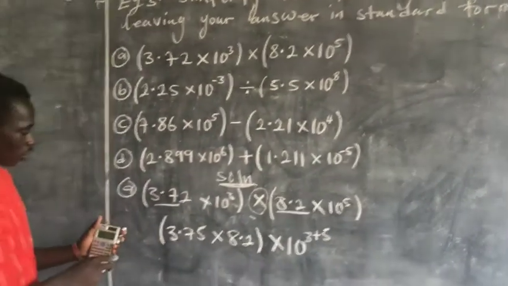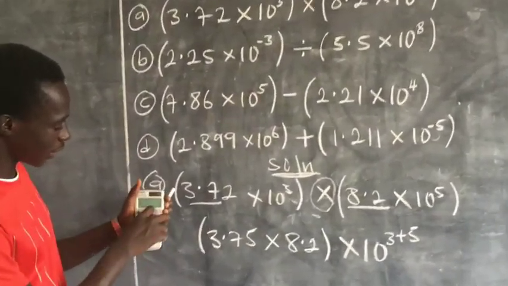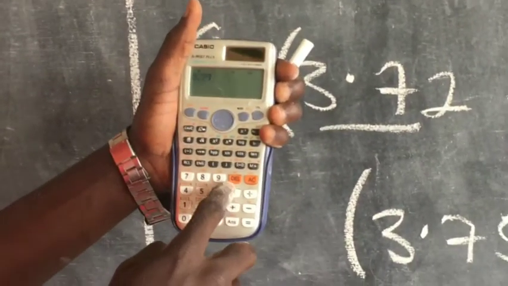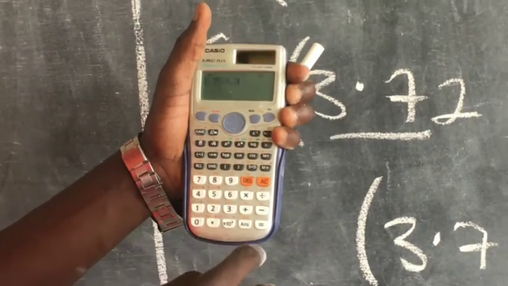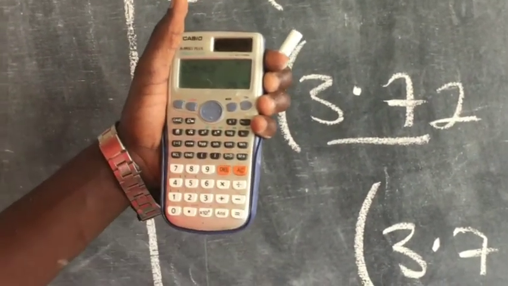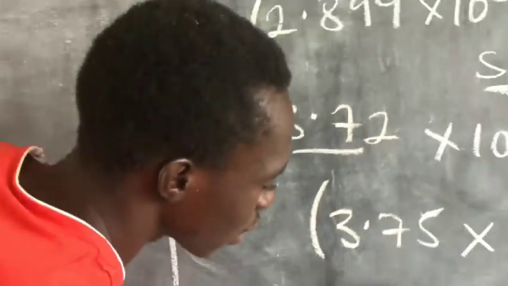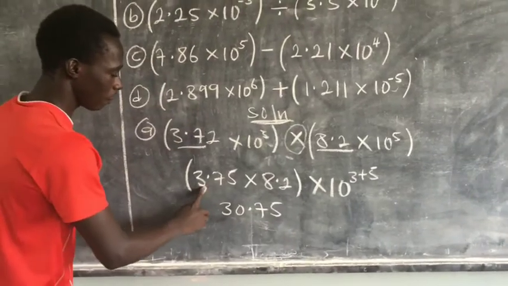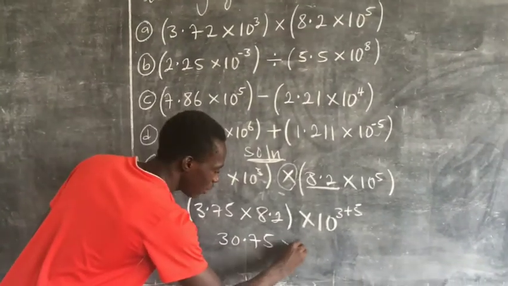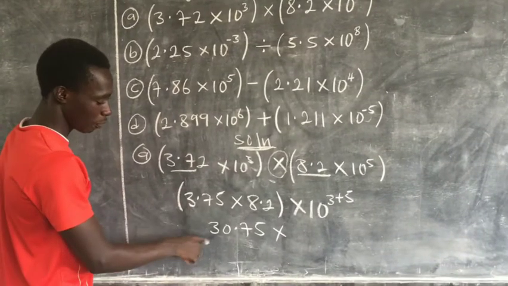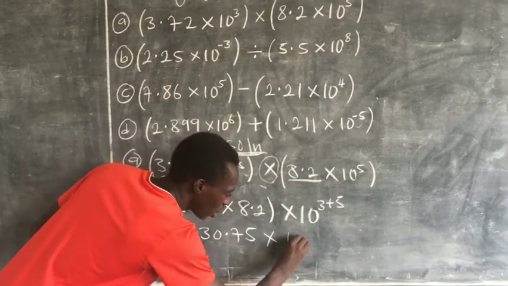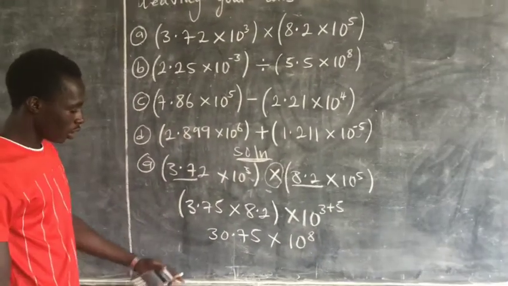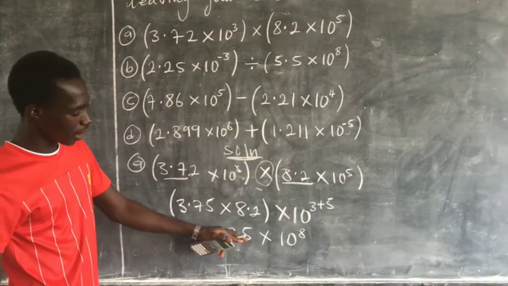Now, when you take your calculator, you multiply these two numbers. That is 3.75 multiplied by 8.2. That is how much? That will give you 30.75. 30.75 multiplied by 10. 3 plus 5 is what? 8. 3 plus 5 is 8. Therefore, here we have 30.75 times 10 to the power 8.